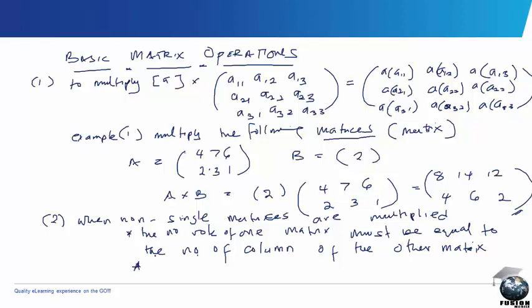for you to multiply, you use the row of one matrix to multiply the column of the other matrix.